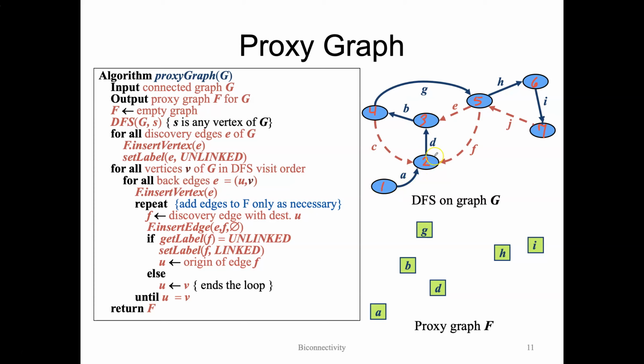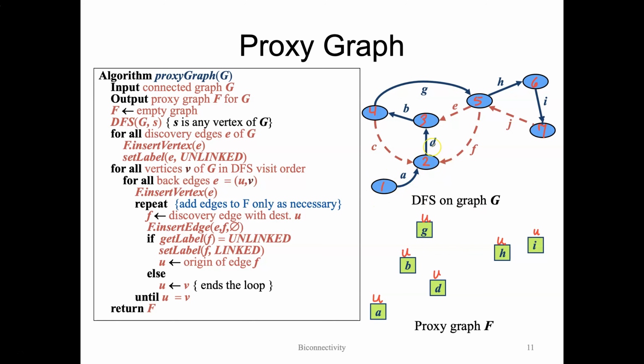Now for vertex 2, are there any back edges going into it? Now we're also going to maintain for these vertices, are they linked yet? So I'm just going to put a label here to indicate they are not linked yet, they're unlinked. And we'll update this as we go along. So initially they're all unlinked. Okay, so we had no back edges going into 1.